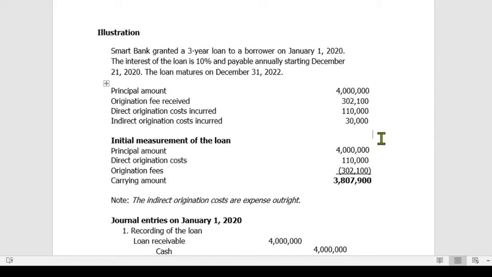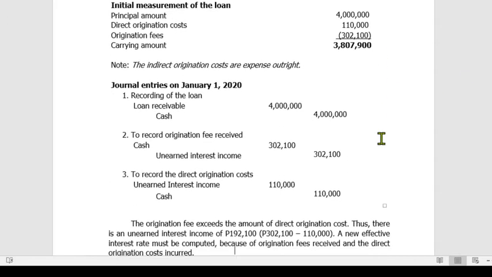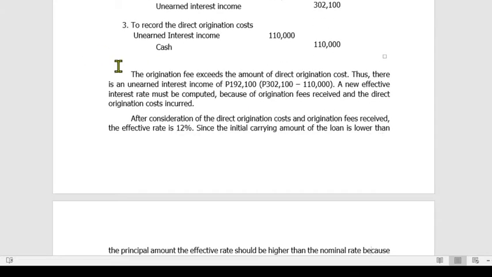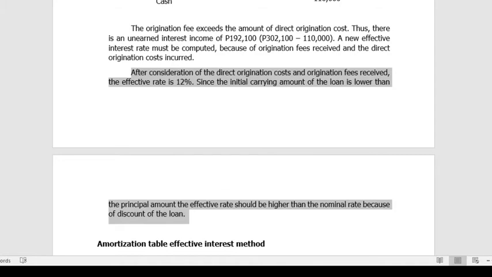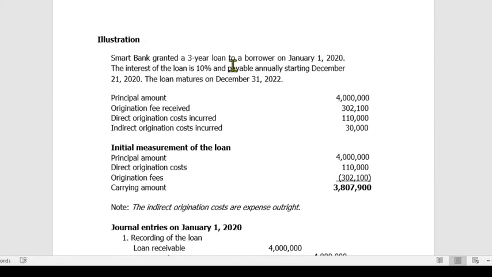Okay, before we proceed with the computational part, ito kasi yung katuloy dyan. This paragraph is a continuation of the given problem. After consideration of the direct origination cost and origination fees received, the effective rate is 12%. Since the initial carrying amount of the loan is lower than the principal amount, the effective rate should be higher than the nominal rate because of the discount of the loan. So, anong sinasabi lang dito? Given ang effective rate. So, you do not have to compute for the effective rate because it is given at 12%. The nominal rate is 10%.